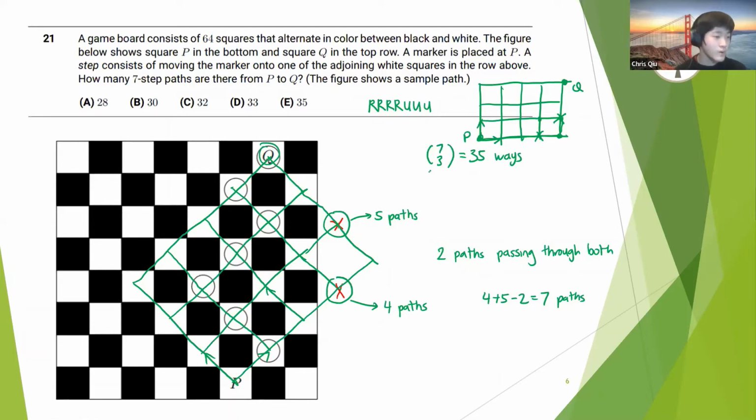So in this count, we're including 7 paths that go off the grid. So we want to get rid of these 7 paths, and this gives us a final answer of 28 paths. So the answer is A.